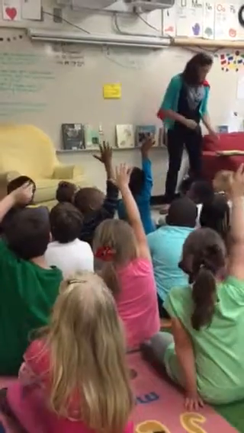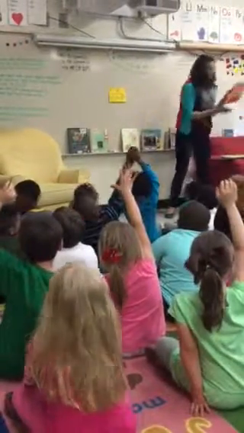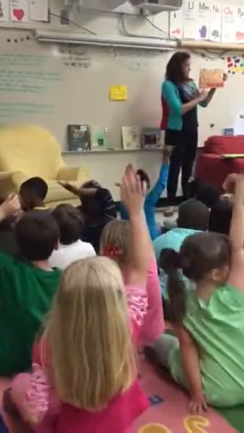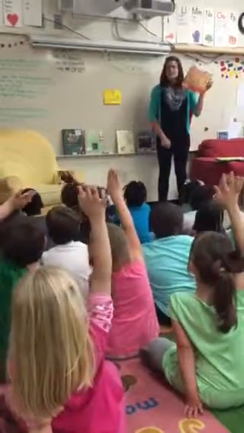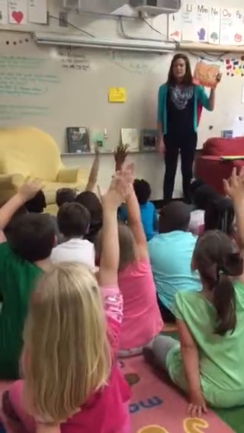Jasmine B, what do we look at? The title. We look at the title. So we're using this book. I have this book called Old Bear. Okay, so there's the title, Old Bear. Then what else do we do? Morgan, what else do we do?